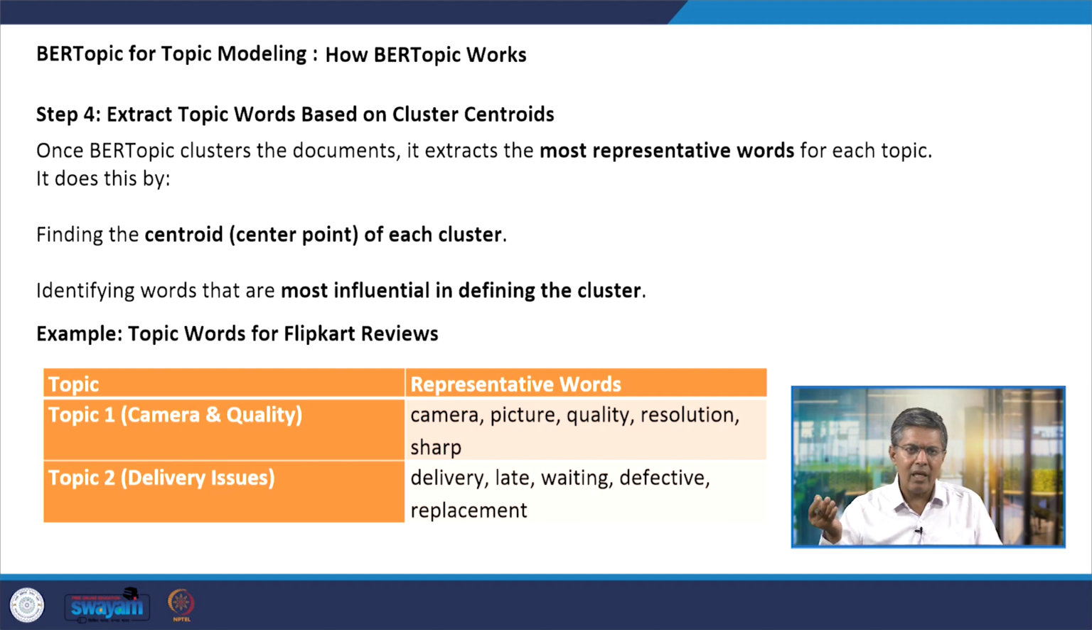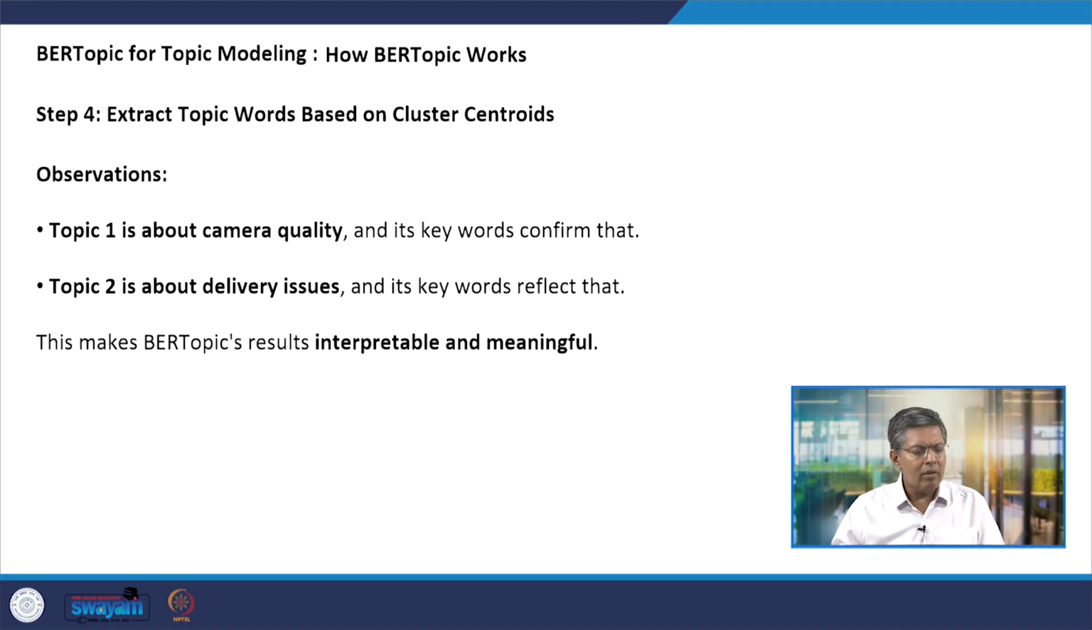As you were doing in factor analysis, you had a factor, but that factor has to be named, right. Same thing here, or a cluster even. There is a cluster, you have to give a name to the cluster. So, now let us see what is happening here. When it is extracting the topic words based on the cluster centroids, we observe that topic 1 is about camera quality, and its keywords also confirm that. Topic 2 is about delivery issues. So, this makes BERTopic results more interpretable and meaningful.